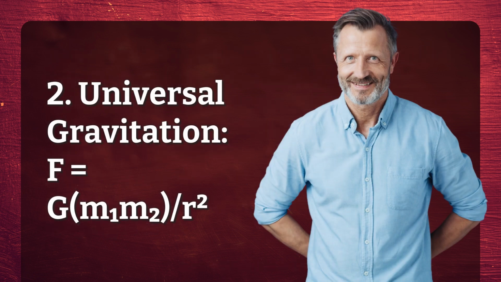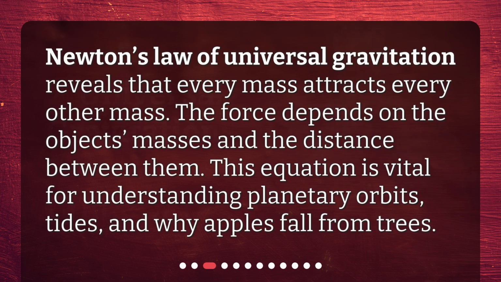2. Universal gravitation: F equals G m₁m₂ over r squared. Newton's law of universal gravitation reveals that every mass attracts every other mass. The force depends on the objects' masses and the distance between them. This equation is vital for understanding planetary orbits, tides, and why apples fall from trees.